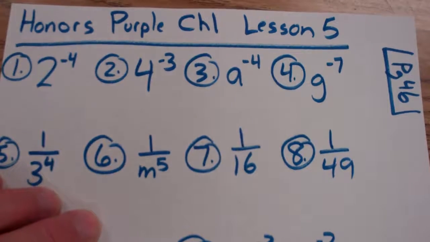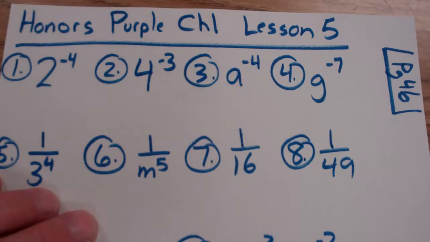All right, this is from the Honors Purple Book, Chapter 1, Lesson 5. We'll be doing the guided practice off of page 46. So we're dealing with negative exponents.